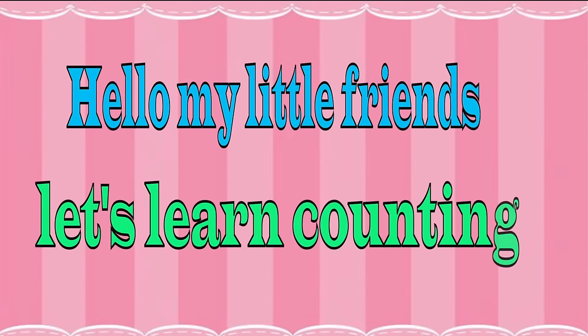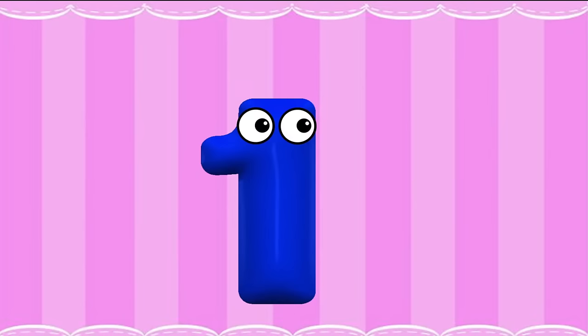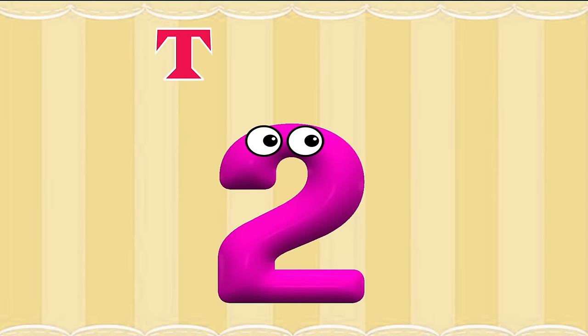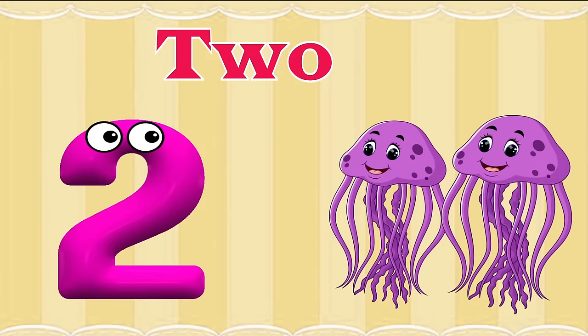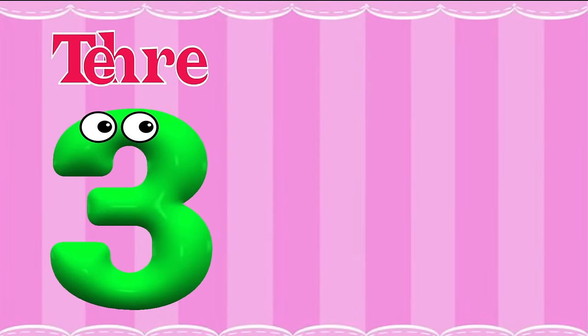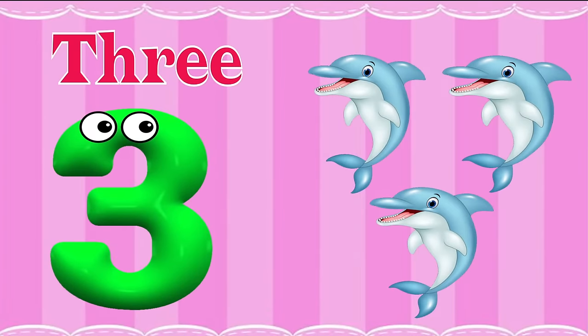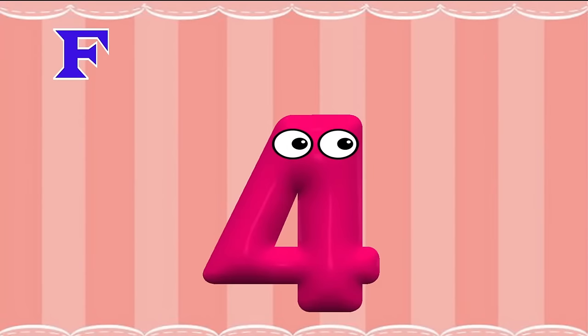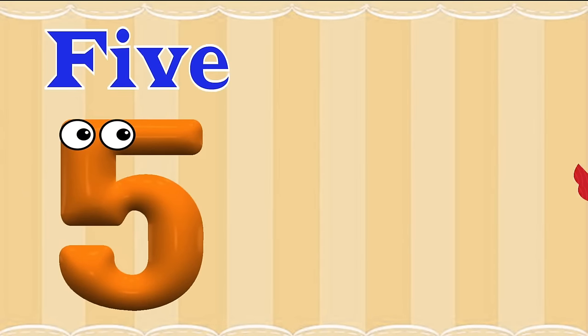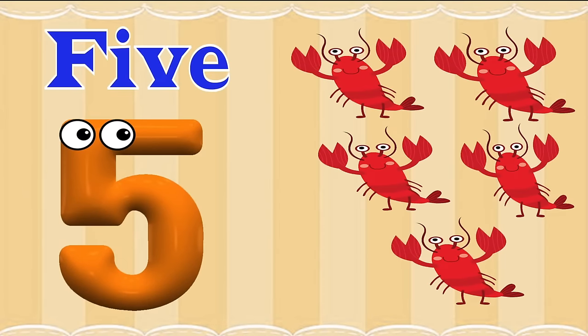Let's learn counting. One plus one. Two jellyfishes. Three dolphins. Four starfishes. Five lobsters.